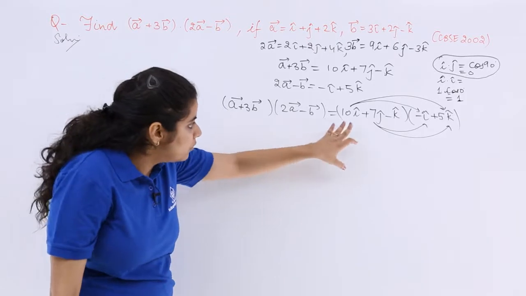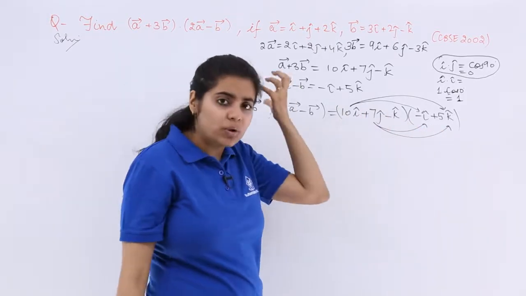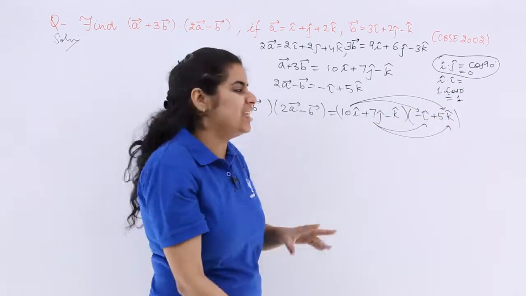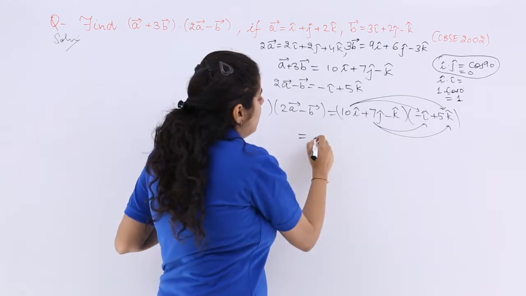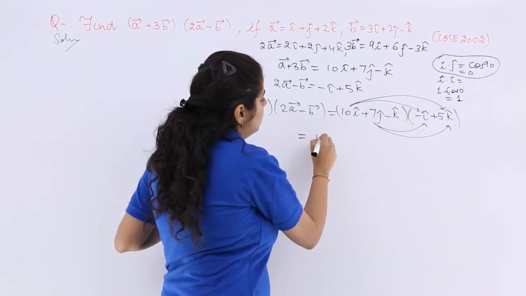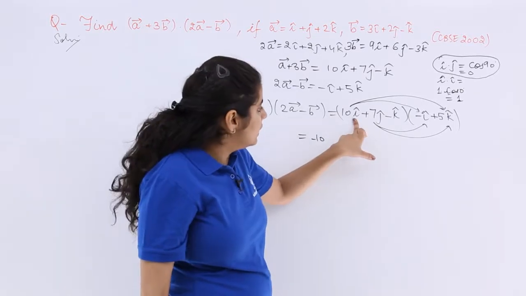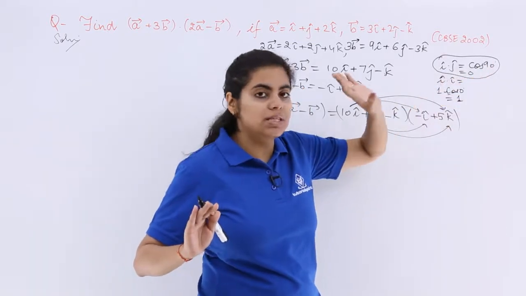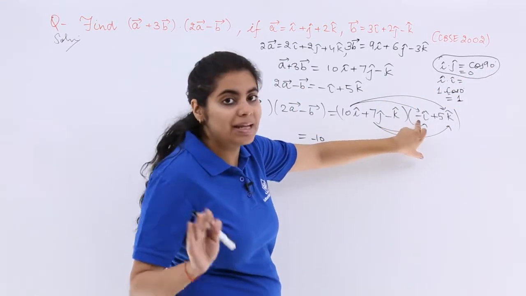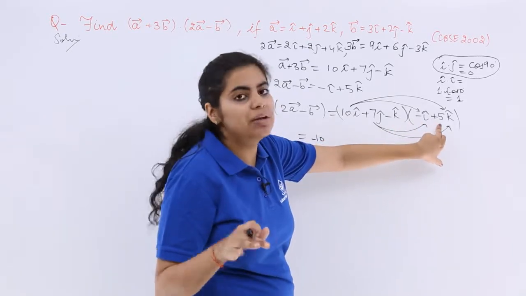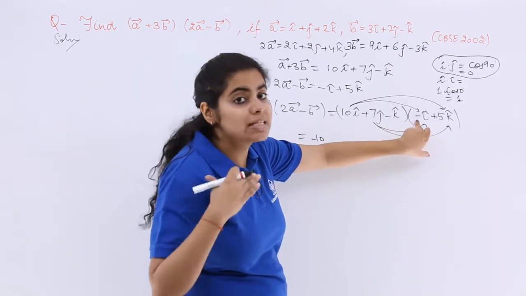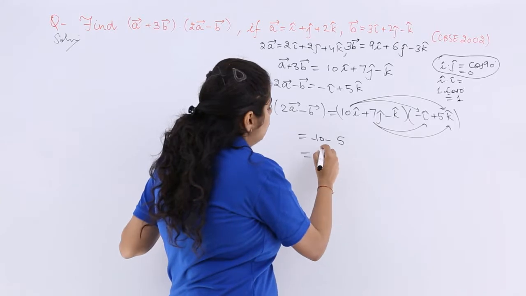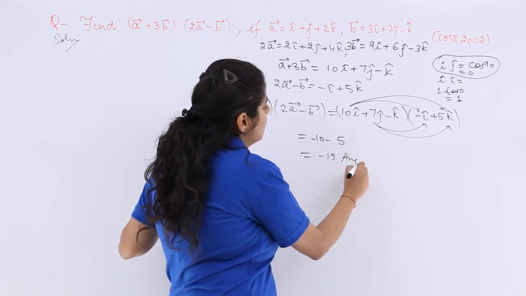So wherever you multiply, you take into account only those terms which are the same unit vectors multiplied by each other. 10i multiplied by i is 10 into 1 is 10, but the minus sign should be there. Then 10i with 5k will not be considered because i dot k also gives 0. 7j multiplied by minus i will not be considered. 7j with 5k will not be considered. Minus k with minus i will not be considered. Minus k with 5k will give minus 5. So this is minus 15, that is the answer to the dot product.